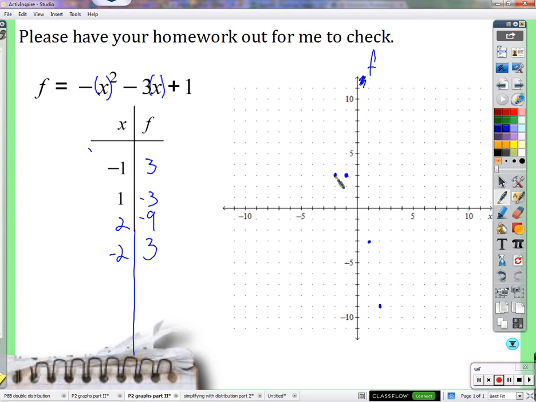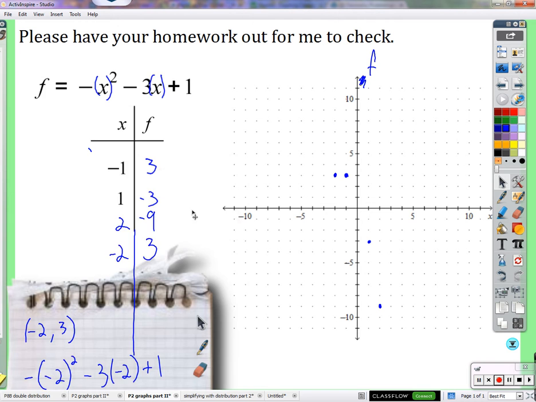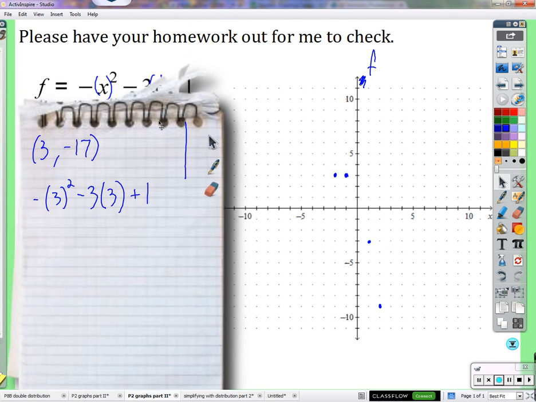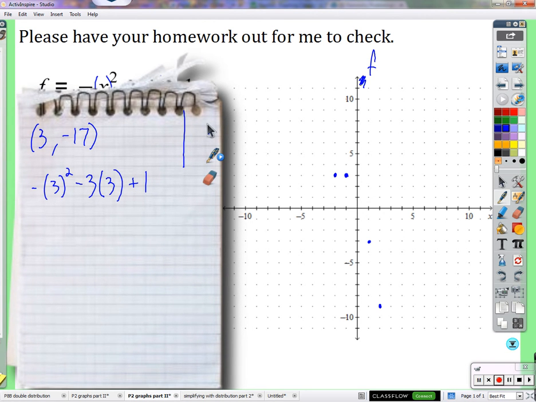Molly? I got the point 3, negative 17. I plugged in 3 for x. Okay. 3, negative 17, let's see how that works out. Negative 3 squared, minus 3 times 3, plus 1, right? Okay, just make sure that works out. 3 squared is 9, and that 9 is negative. Minus another 9, plus 1. So we get negative 18, plus 1, negative 17.